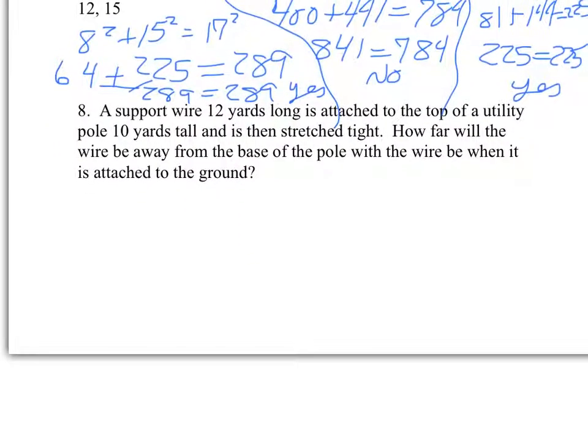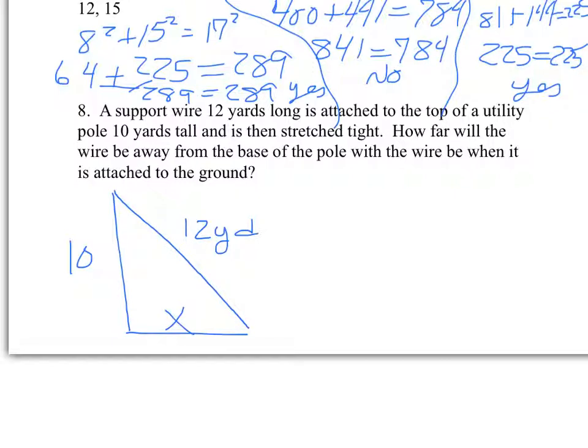Problem 8, we have a word problem here. Easiest way to do a word problem is going to be to draw a picture. All right. So we have a utility pole that is 10 yards tall. So there's my utility pole, it's 10 yards tall. A support wire normally comes down to the side. And the support wire is going to be 12 yards long. We're looking for this base distance, or how far will the wire be from the base of the pole.